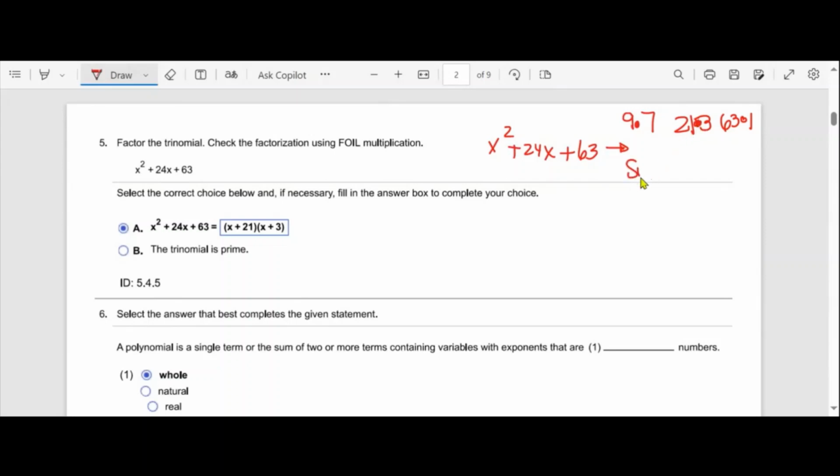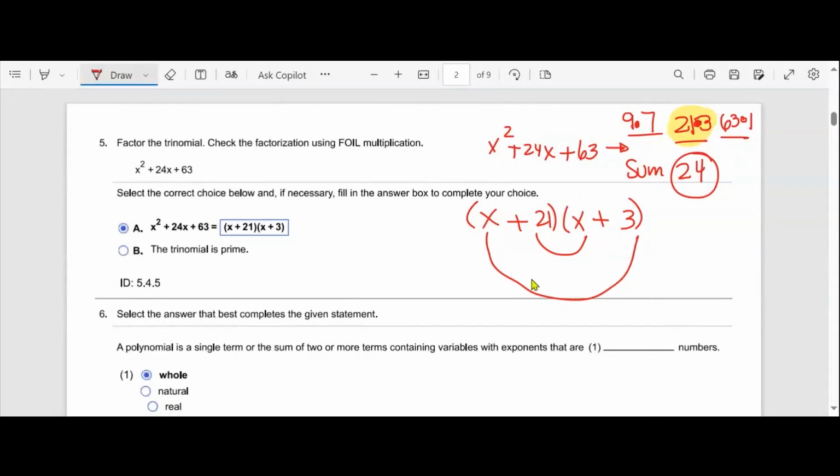I need the sum. How much is the sum? The sum has to be 24. Which one of these will give you 24? 21 and 3. Exactly. So what's your answer? X plus 21, x plus 3. That's it. If you want to check the answer, you do what? The happy face. Easy as easy.